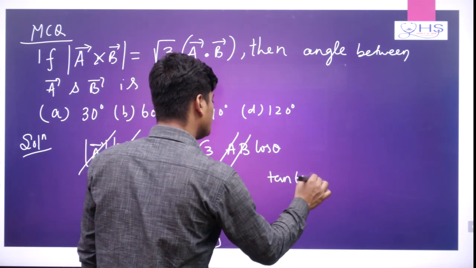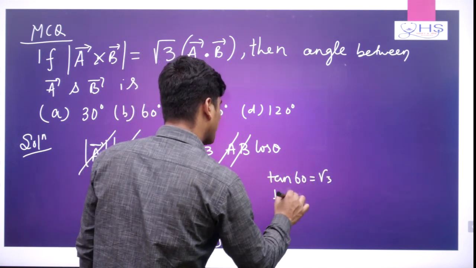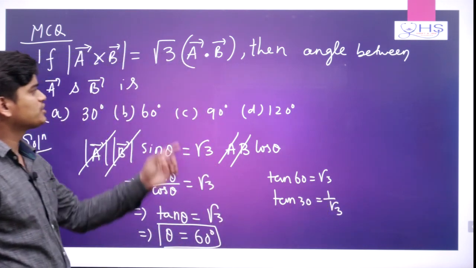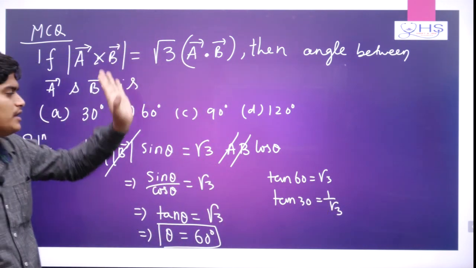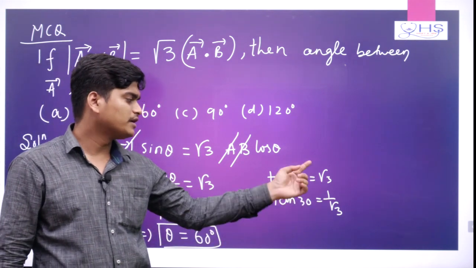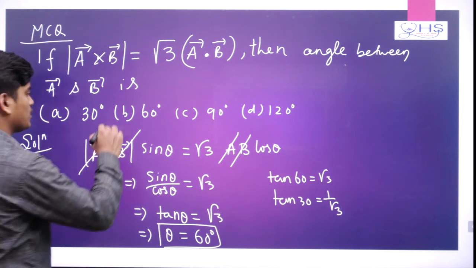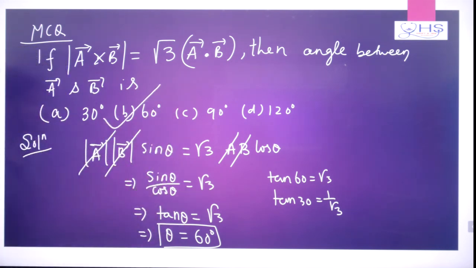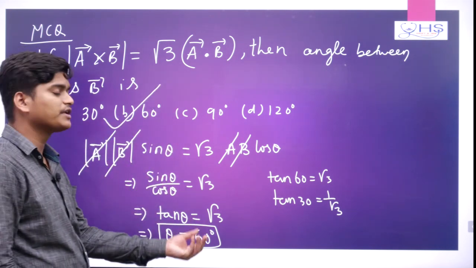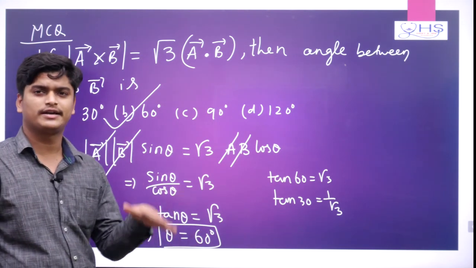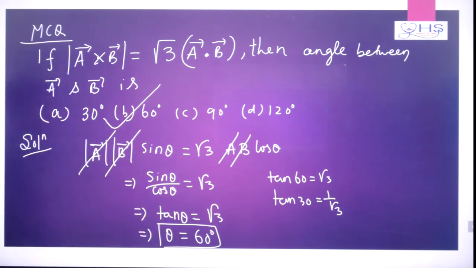So remember, tan 60 is root 3 and tan 30 is how much? Tan 30 is 1 by root 3. Okay, if they give the same question with 1 by root 3, then the angle will change, that will become 30 degree. But here the actual answer is 60 degree. Or instead of 60 degree, sometimes they can say pi by 3 also. Okay, because pi is 180 degree, so 180 degree by 3 is nothing but pi by 3, which is 60 degree. Okay, so I hope you understand here.